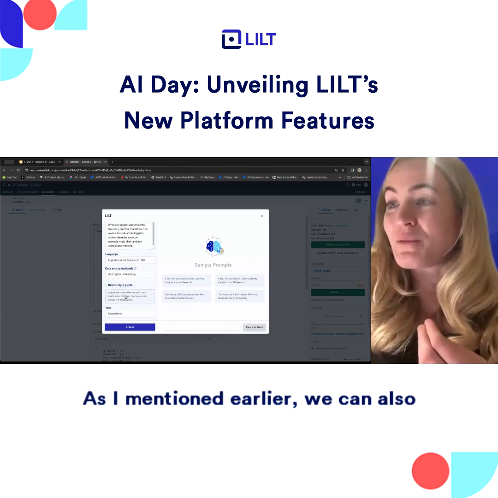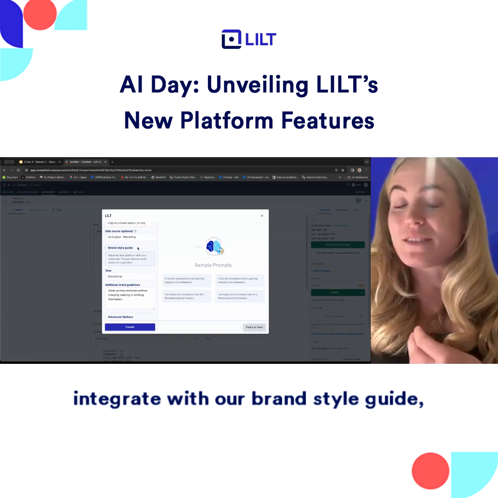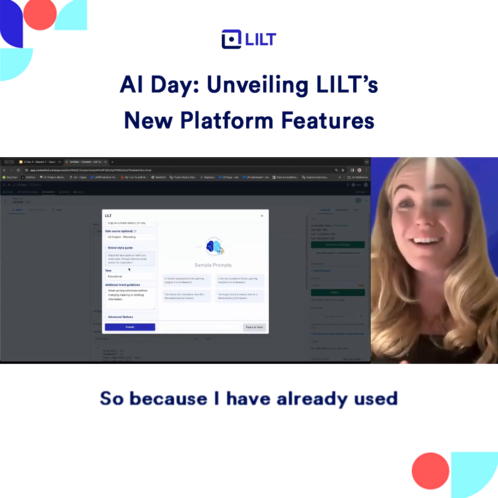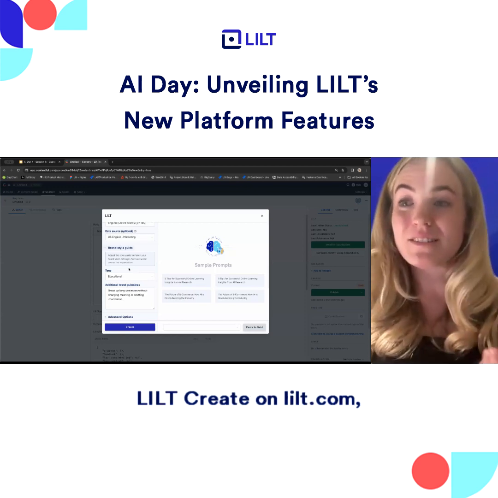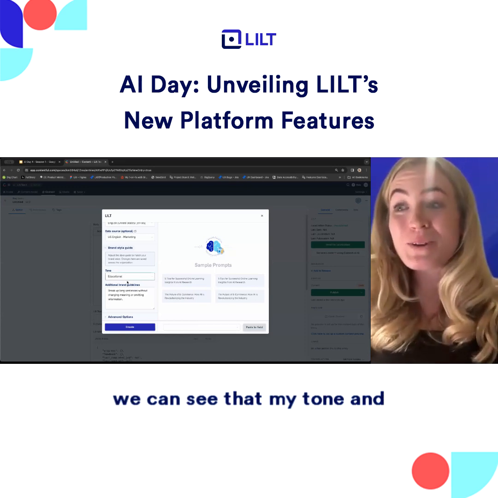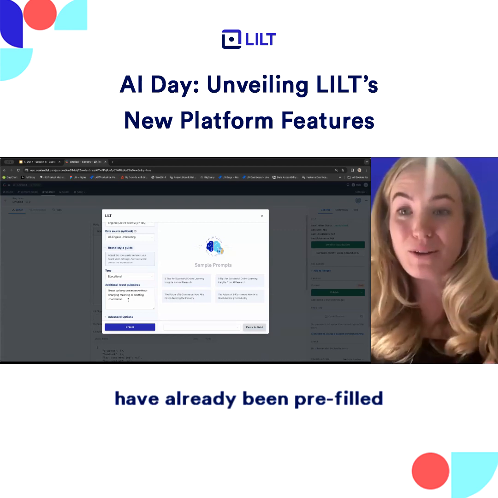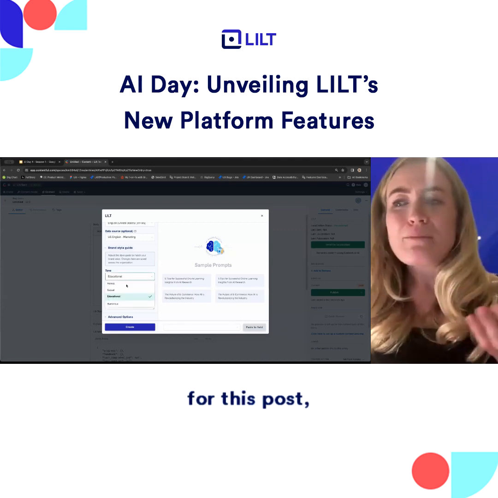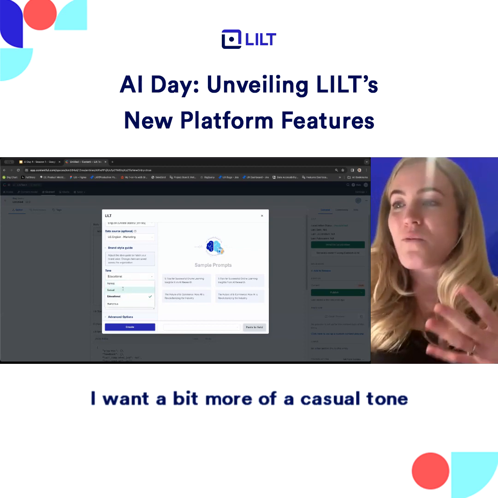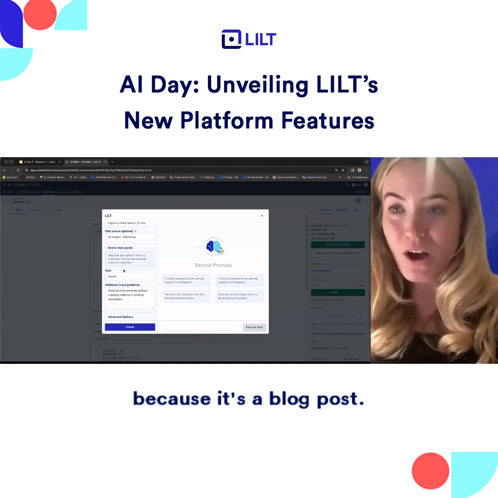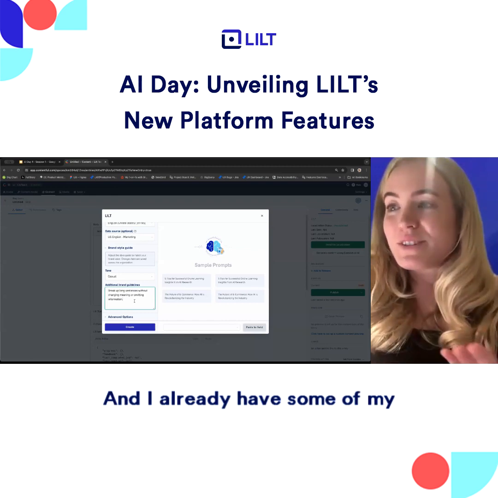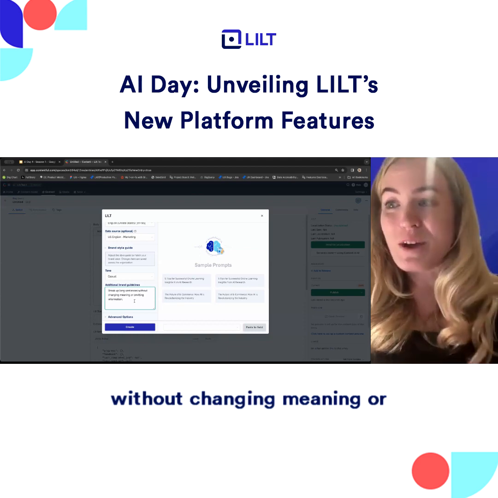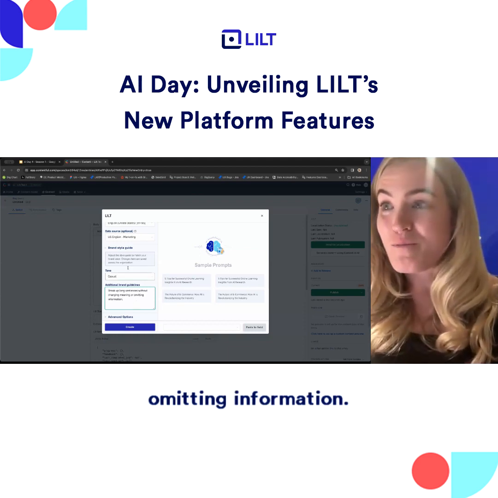As I mentioned earlier, we can also integrate with our brand style guide. This is something that's saved across all users in an organization. So because I have already used LILT Create on lilt.com, we can see that my tone and additional brand guidelines have already been pre-filled out here. So I want an educational tone for this post. But let's say in this context, I want a bit more of a casual tone because it's a blog post. And I already have some of my additional brand guidelines in here, which is to break up long sentences without changing meaning or omitting information.